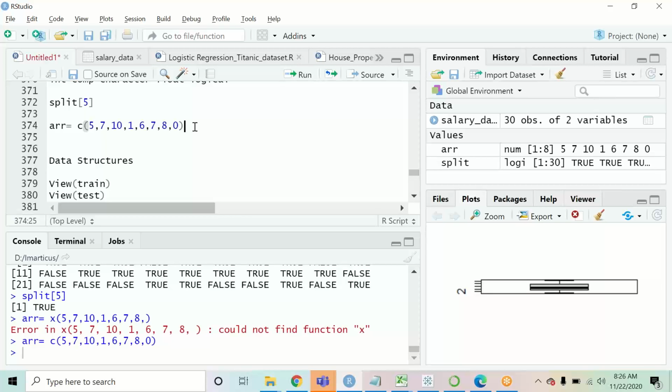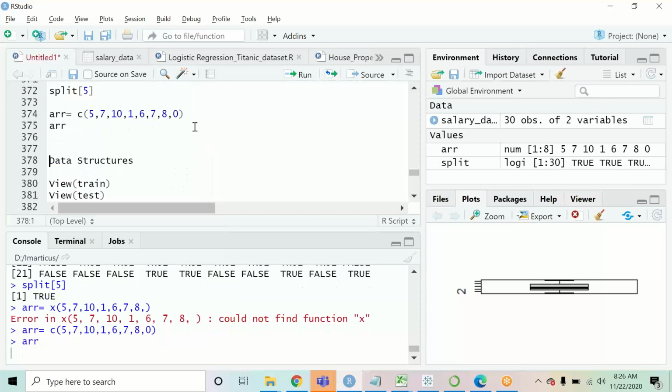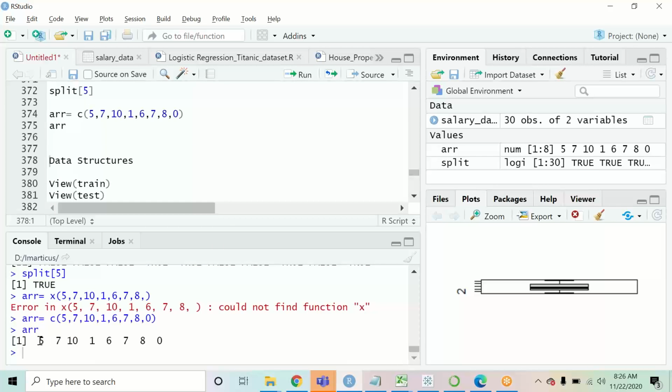If you take a look at this vector, these are the values 5, 7, 10, 1, 6, 7, 8, 0. Now I want to see the values in this vector which are more than 5 or more than 8. So how will I see that? I just want to see those values which are higher than 8, or maybe higher than 7. Let's keep it as higher than 7.